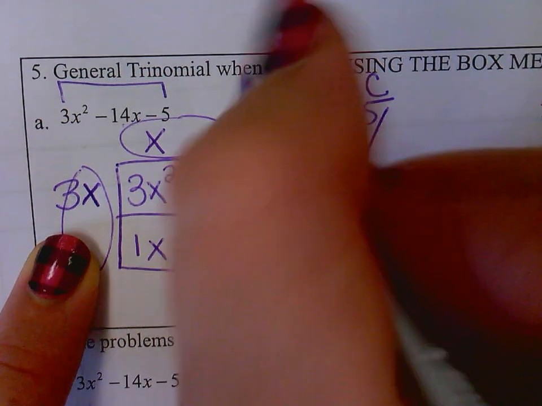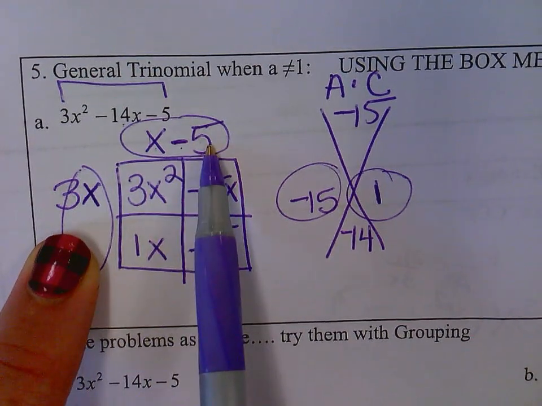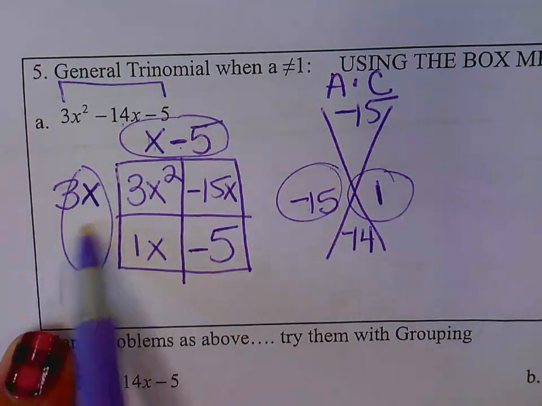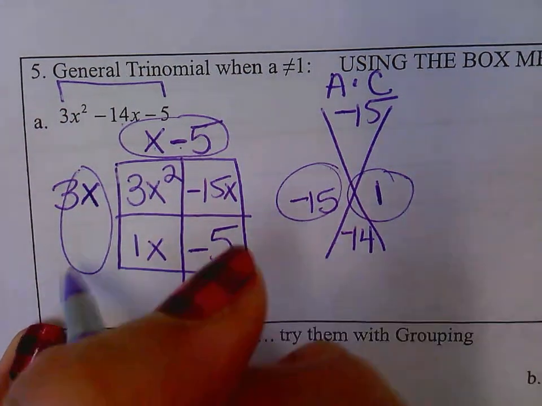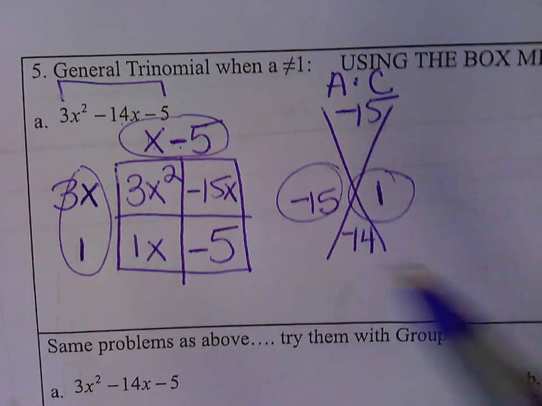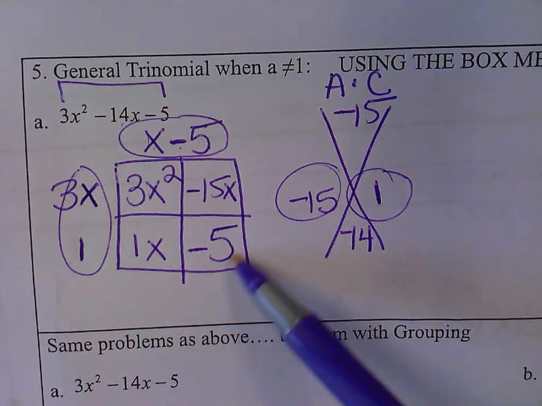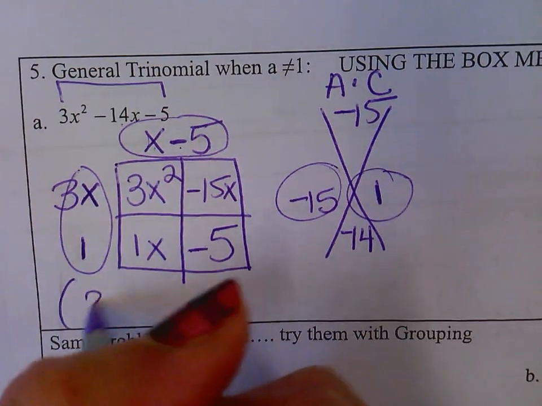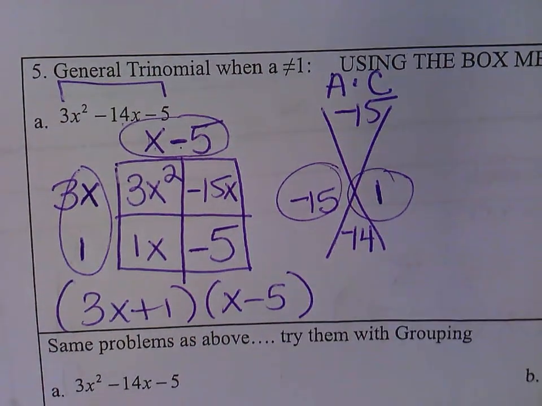It would have to be -5, right? So one of my factors is going to be x minus 5. And then what's going to go down here? So this x up top times 1 would give me the 1x. So this is my other binomial. You can always check that this -5 times this +1 should come out to this -5. So your answer is 3x plus 1 and then x minus 5.